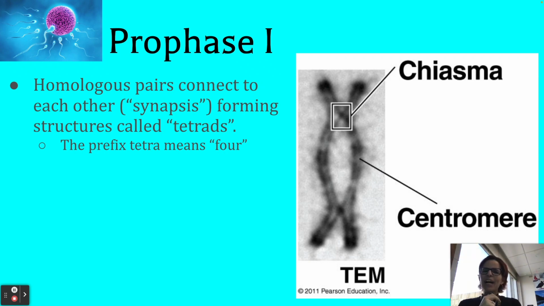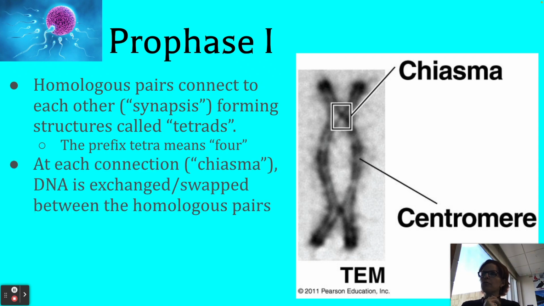All right. Prophase 1. This is meiosis. Prophase 1. The homologous pairs are connected to each other in synapsis, and they form structures called tetrads. The prefix tetra means four.